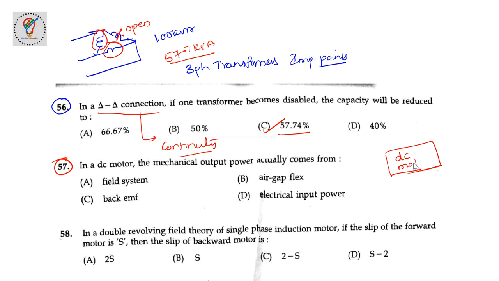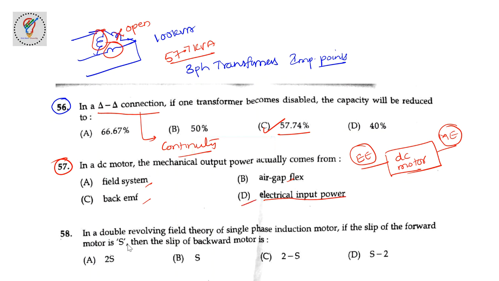So DC motor, what it will do is convert electrical energy into mechanical energy. It's the basic definition of a DC motor here. Now, where the energy comes from: it comes from the electrical input power only. Back EMF, air gap power and field system are the medium components through which energy conversion takes place. So the basic electrical input power is converted into mechanical energy.